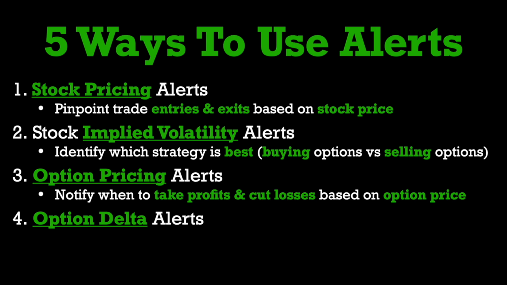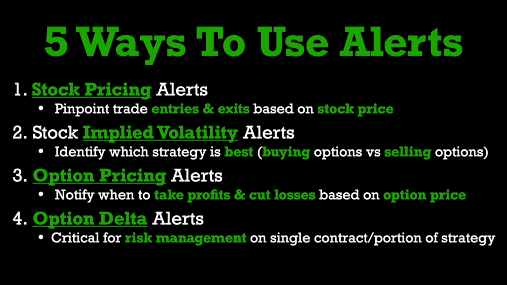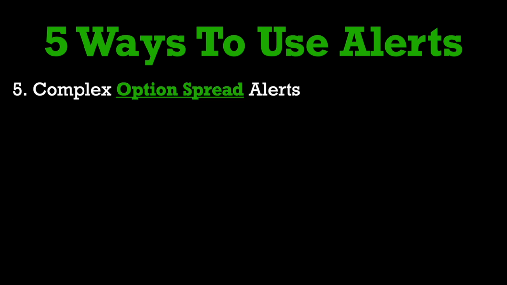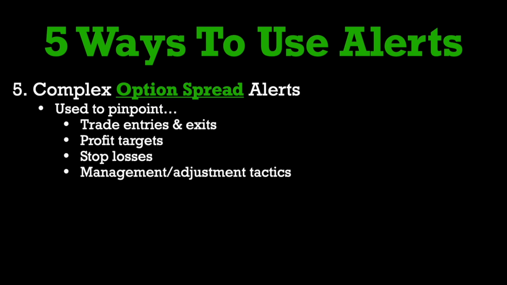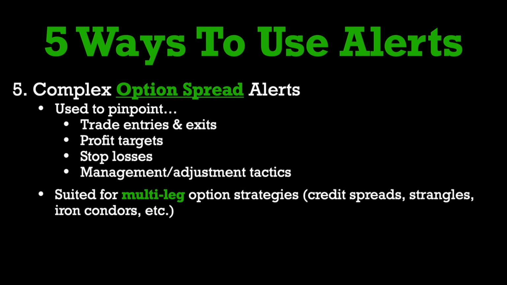Then number 4, getting a bit more complex here, we'll talk about option delta alerts. And these alerts are very, very important for risk management, in particular on either a single contract, for example, if you just have a call or a put, or also perhaps for a specific portion or one side of a more complex strategy. And then finally here, number 5, I'll walk you through complex option spread alerts. So this is basically the culmination of the previous topics I've mentioned here. And you can use these alerts for pinpointing your trade entry and exit criteria, profit taking, stop losses, as well as risk management on multi-leg option trading strategies. So not just for one single contract, but for example, if you have a put credit spread on, a short strangle, an iron condor, anything like that.